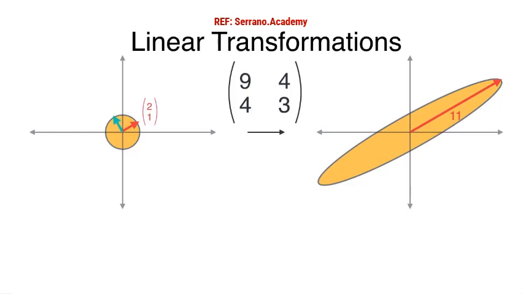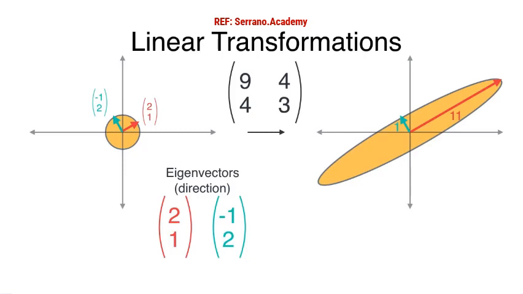And then there's another vector which has the direction minus 1, 2. And that one gets sent to itself. So it's actually stretched by a factor of 1. Sometimes you will have different numbers, but basically think of it as 2 stretchings. And they happen to be perpendicular in this particular case. So let's see. The directions are 2, 1 and minus 1, 2. These are the eigenvectors which give us direction. And the eigenvalues, which are these factors of stretching, are 11 and 1. So those are, as I said, called eigenvalues, and they give us the magnitude.